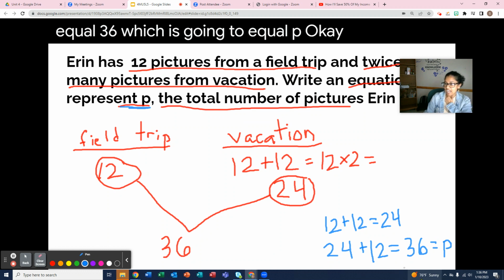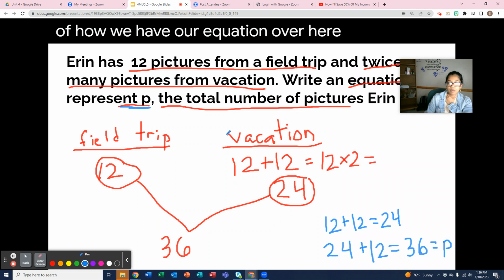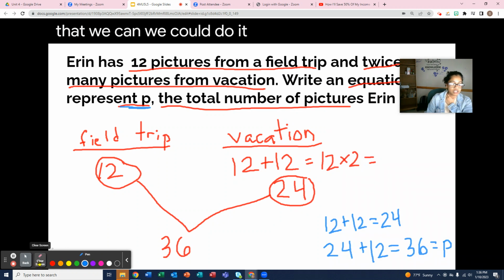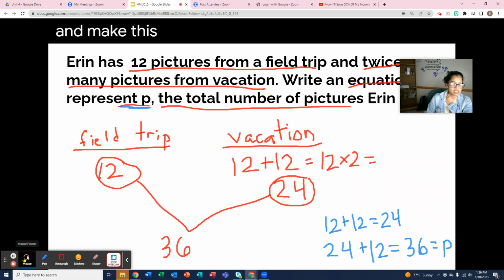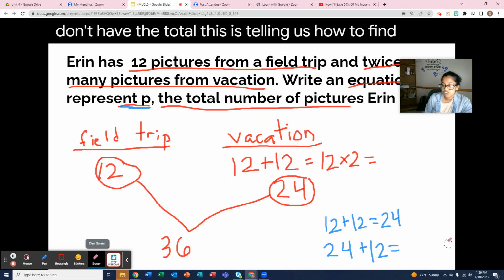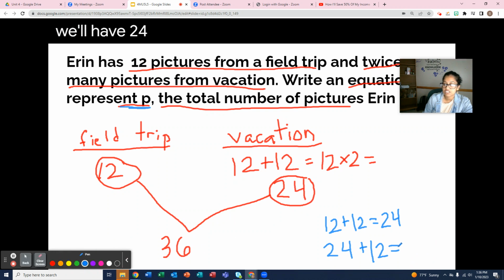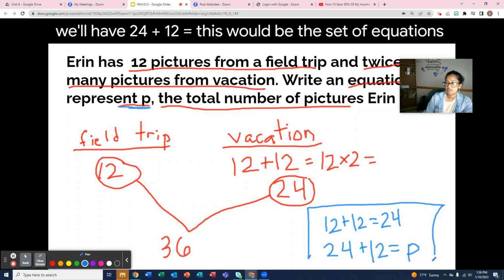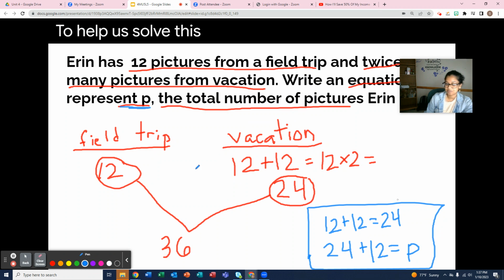Okay, so that's kind of how we have our equation over here. Another way that we could do it is if we want to go ahead and make this equation. Generally, we'll see equations where we actually don't have the total. This is telling us how to find P. So we'll have 24 plus 12 equals P. And this would be the set of equations to help us solve this problem.